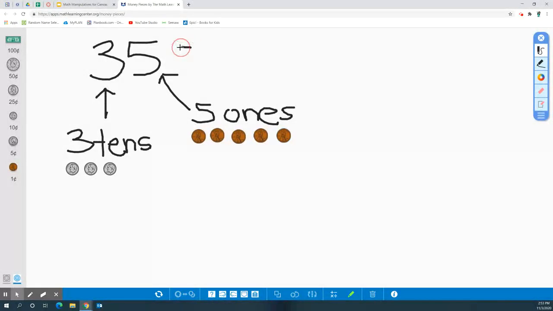Have you seen that cent sign before? It's like a C with a line through it. So that's called our cent sign. So we're going to start off by using our cent sign.